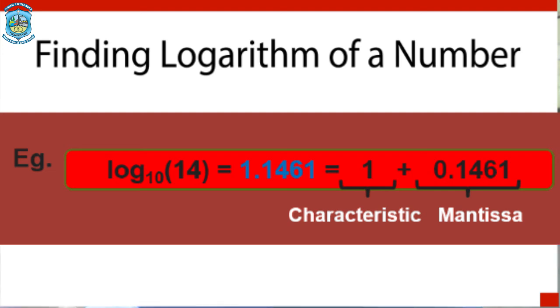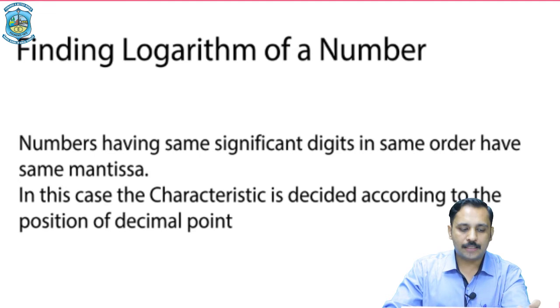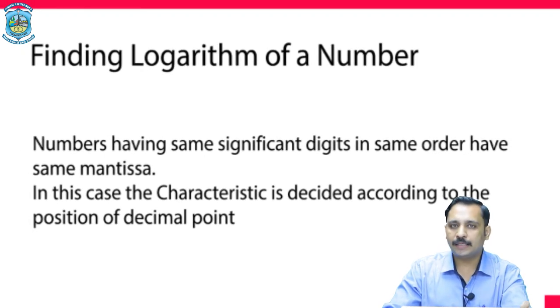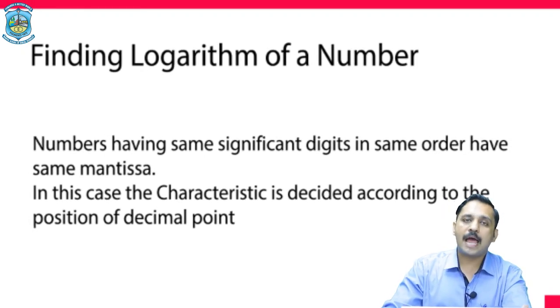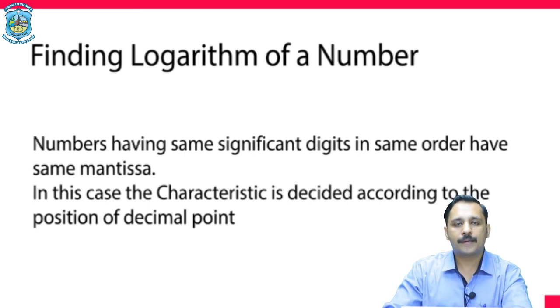Now, in order to find characteristics, we use certain rules and properties, and to find mantissa we make use of a log table. Here one important point to be noted is that numbers having the same significant digits in the same order have the same mantissa. We will use this property to solve certain questions. In this case, the characteristic value is decided according to the position of the decimal point.